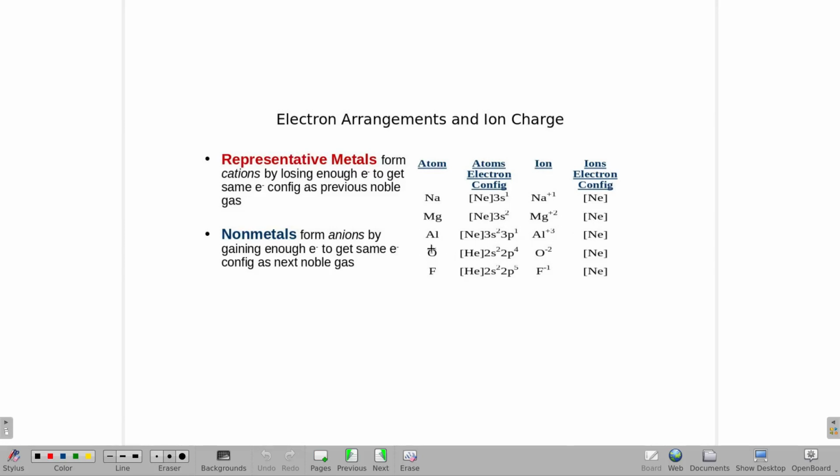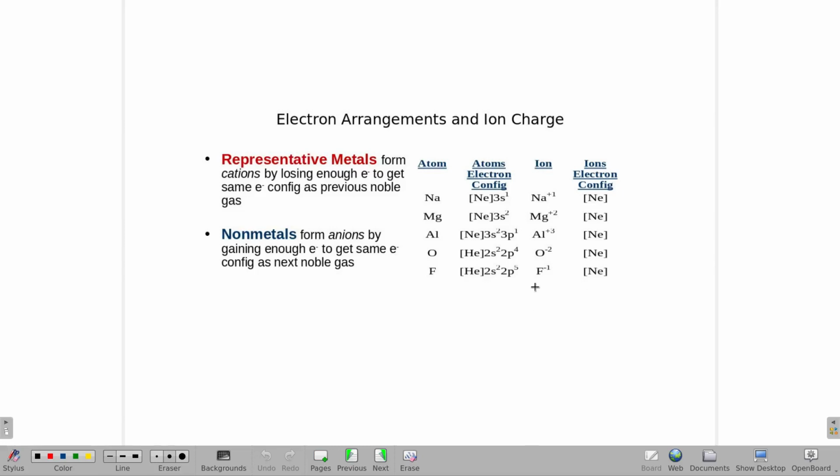Now, these aren't on that same row. They're on the previous row. They're on the second row, but they're anions. So oxygen gains electrons. It had 2 electrons in the s orbital and 4 in the p. It gained 2 more, and now suddenly it looks just like neon.